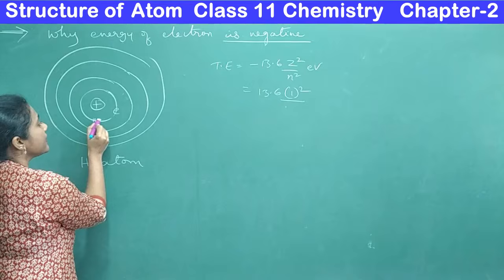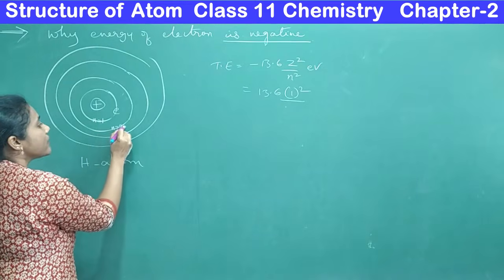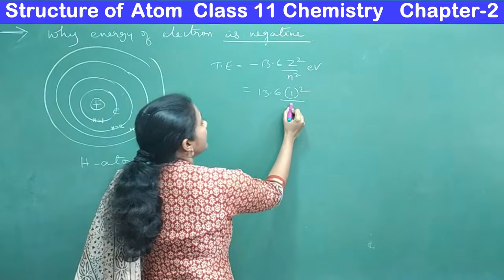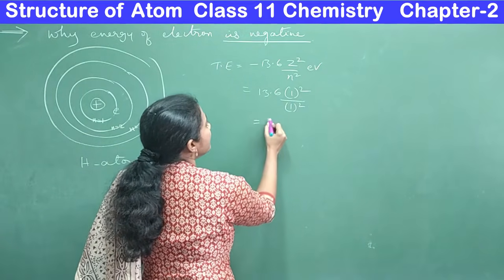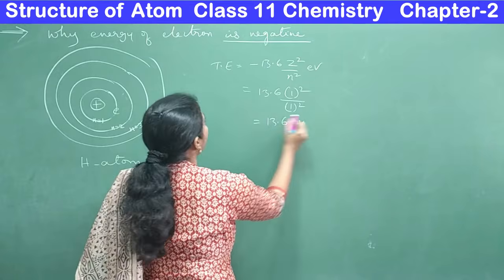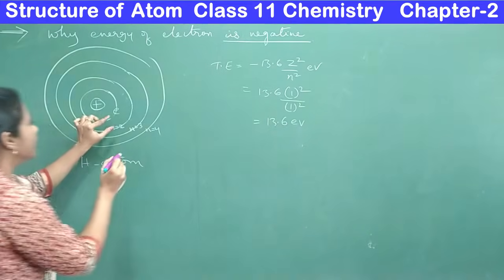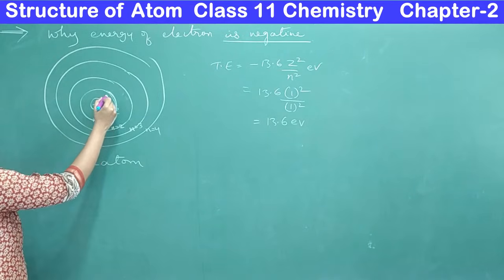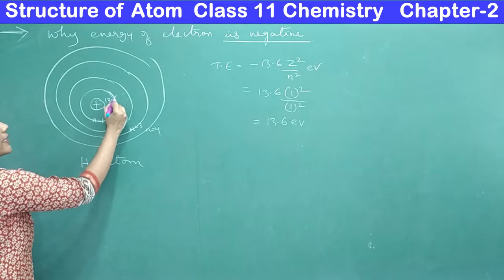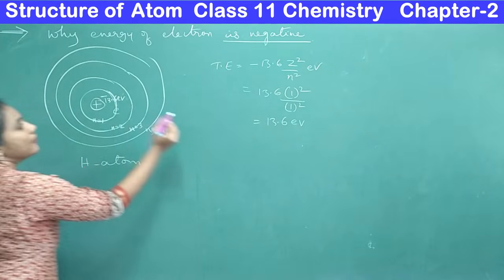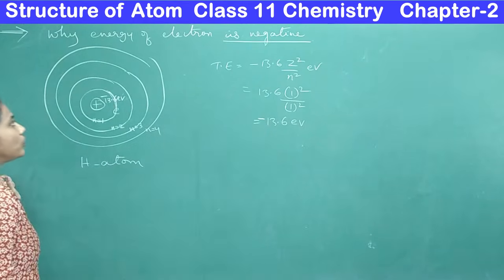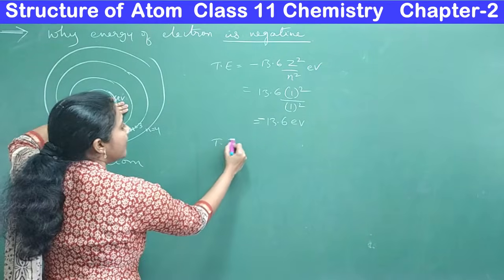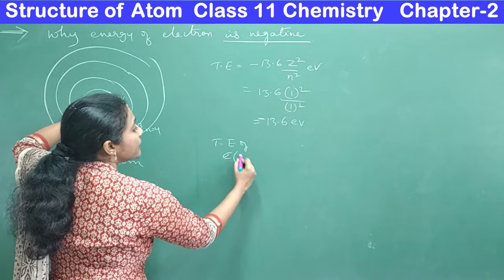N is equal to 1 for the first shell, N is equal to 2 for the second shell, N is equal to 3 for the third shell, N is equal to 4 for the fourth shell. So divided by 1 square, you will get the answer for the electron in the first shell. That means for the first shell, the energy is minus 13.6 electron volt.